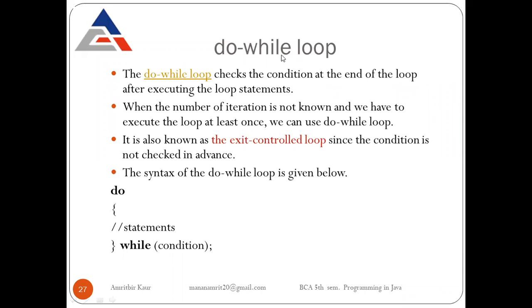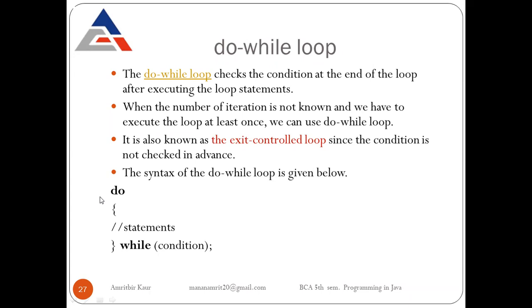So our next loop is the do while loop. A do while loop checks a condition at the end of the loop after executing the loop statement. When the number of iterations is not known and we have to execute the loop at least once, we use a do while loop. So in a do while loop, the condition is checked at the end of the loop, and we use it when we don't know the number of iterations in advance and we want to execute the loop at least once, because even if the condition is false, it will execute at least once, since the condition is checked after execution.